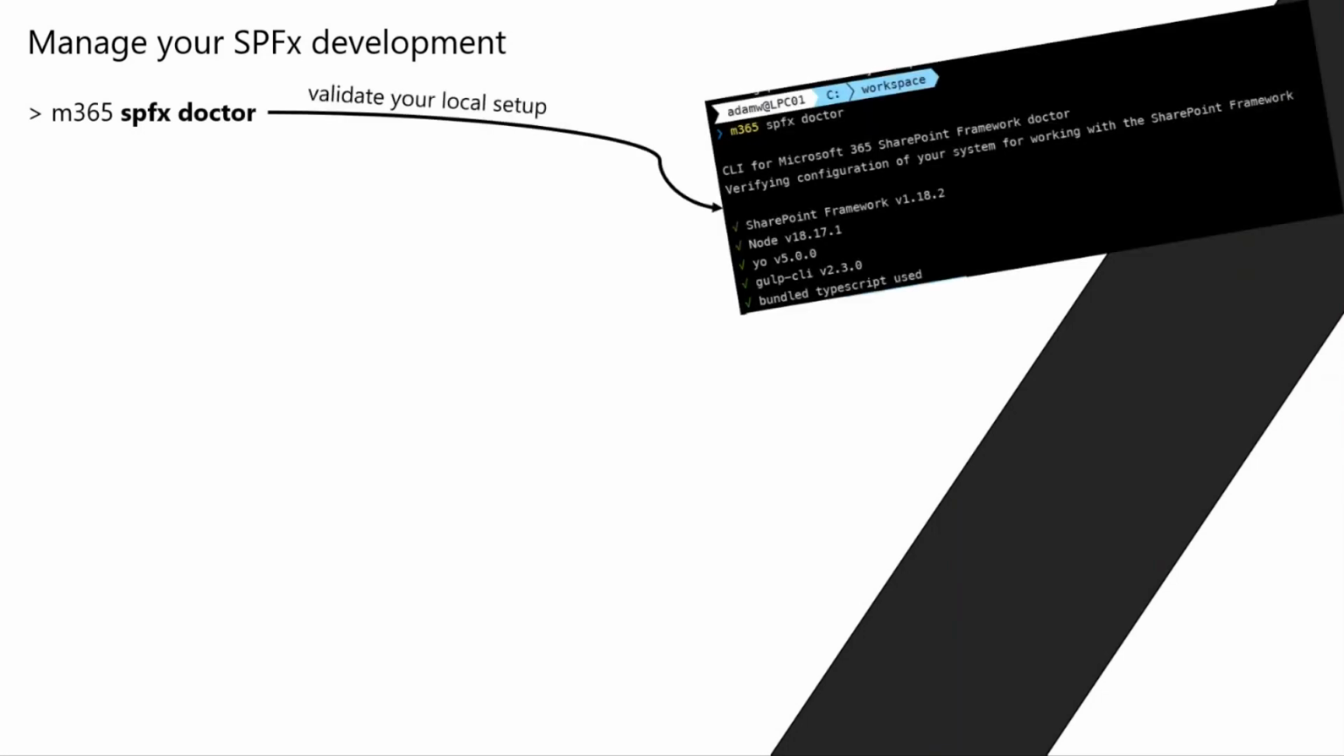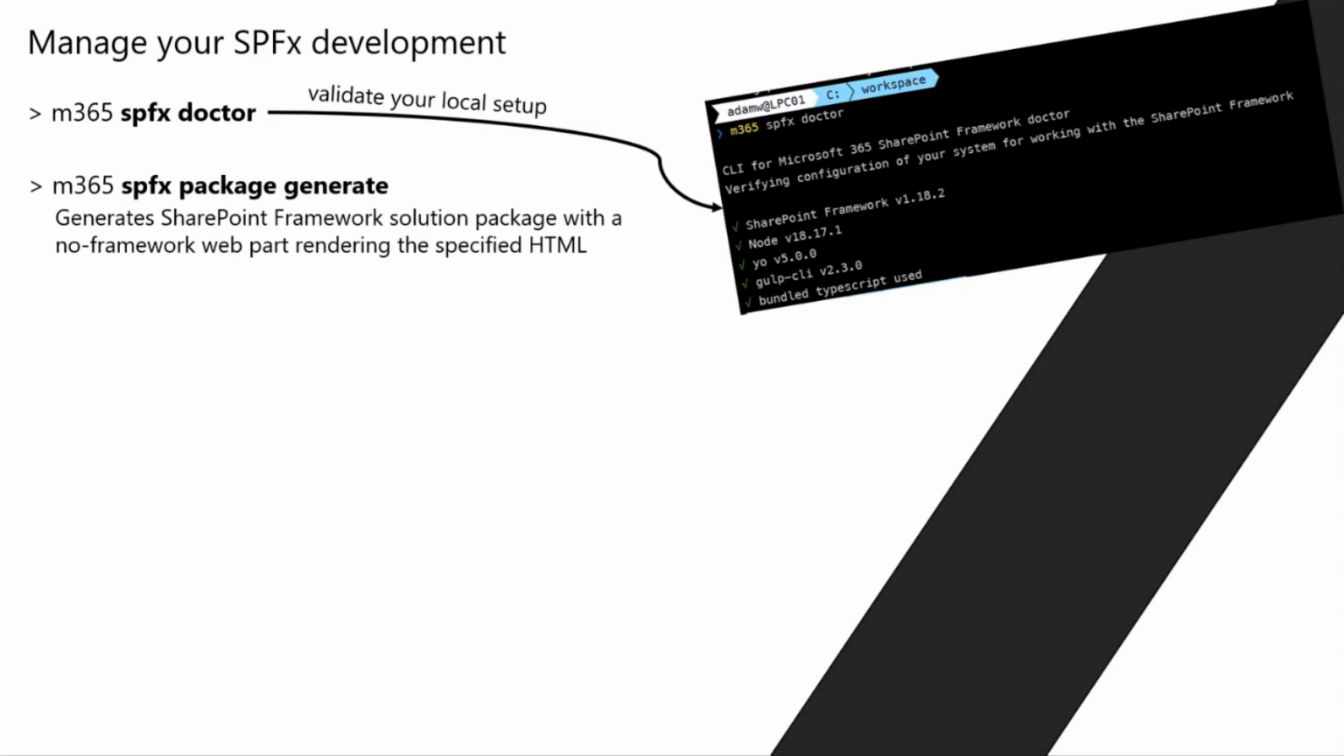Okay, so also CLI has commands that boost your SPFx development, which is really unique and something many similar CLI tooling doesn't have. For example, we have an SPFx doctor command that will validate if your local workspace is properly set up. So basically, if you are using the proper Node version for the latest SPFx development, or the correct Yeoman generator, or the Gulp CLI, and so on and so forth. We also have a command that will generate you an SPFx package with the HTML snippet you inject in it.